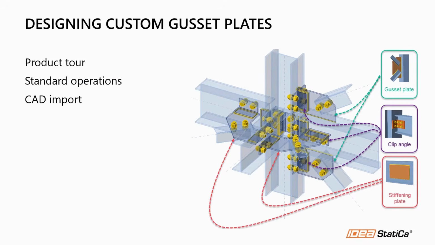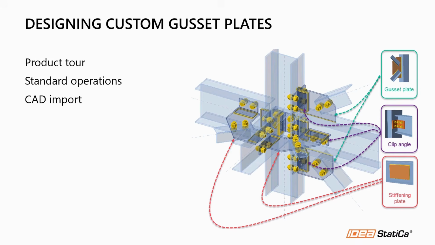Okay, let's talk about designing custom gusset plates. Corbin used the option to import the shape of a gusset plate from a CAD file for some of the horizontal bracing connections. We're going to look at the connection that you're looking at in this slide.